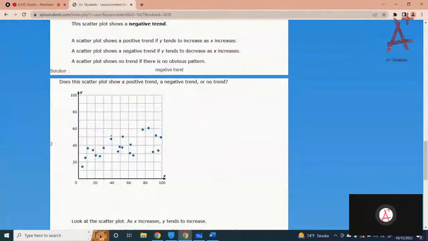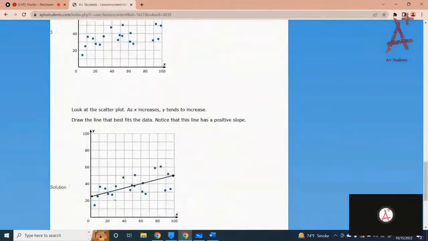Okay. Does the scatter plot show a positive trend? Yes, as x is increasing, the y values are also increasing. Got it? Here you have x is 10, 100, and y values are increasing. It starts from 10 and increases to 60. That means it's a positive trend. Got it? So just make a best fit line. Here is the best fit line that covers most of the points and that shows the slope is positive. Got it?